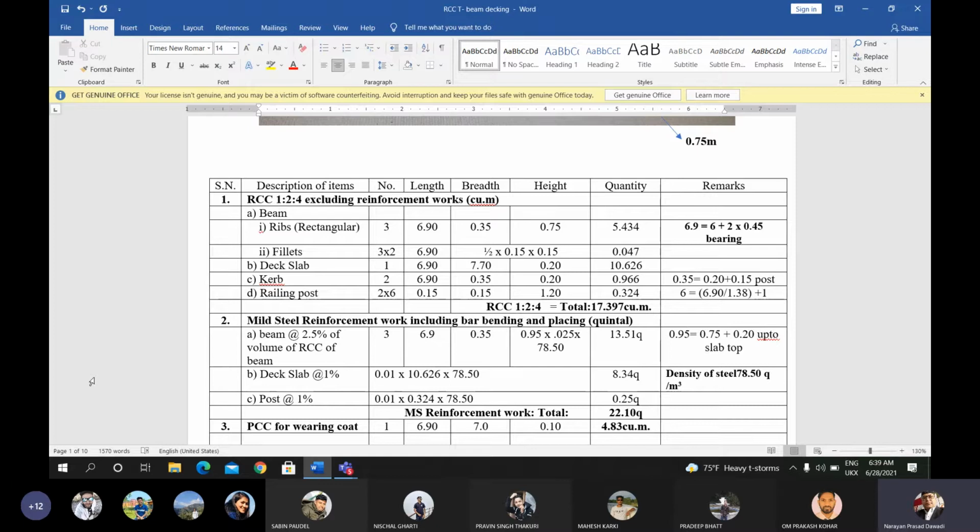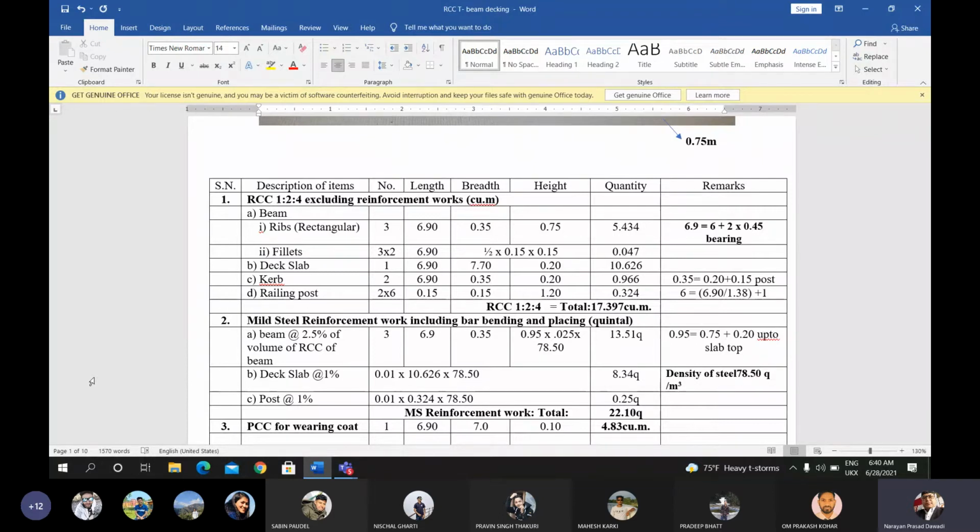Now for the railing post. For the railing post, 1% is provided here. The railing post volume is 0.324, and the percentage is 1. 1 is converted into decimal, 0.01 into 0.324 into 78.50. You get the value of 0.25 quintal. The total reinforcement work will be 22.10 quintal.